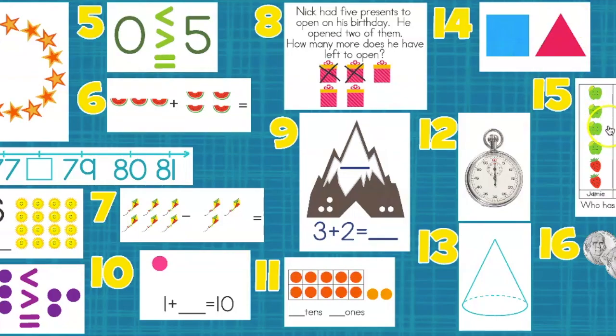Let's look at number 15. What is this thing right here called? This whole thing is called a... Yes, a graph. That is a graph. And so what do we use a graph for? Yeah, to organize information. And so we're organizing this information about apples and strawberries and pineapples.